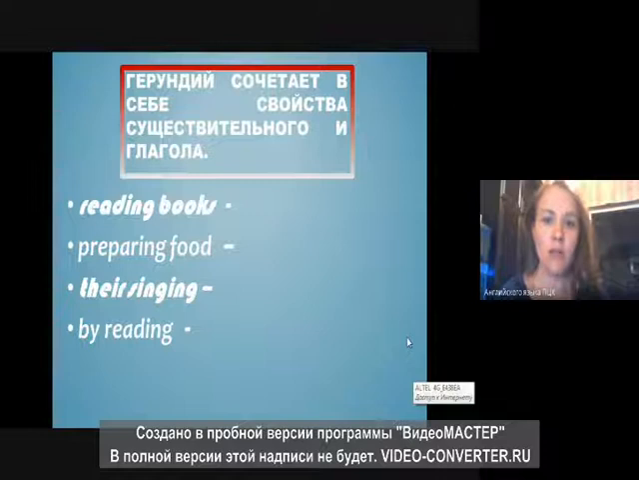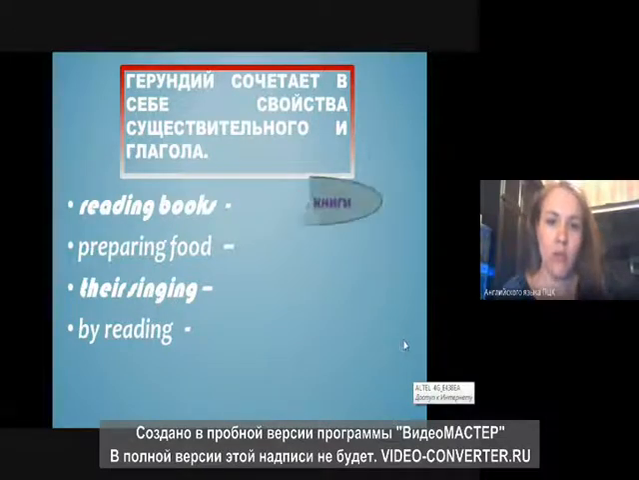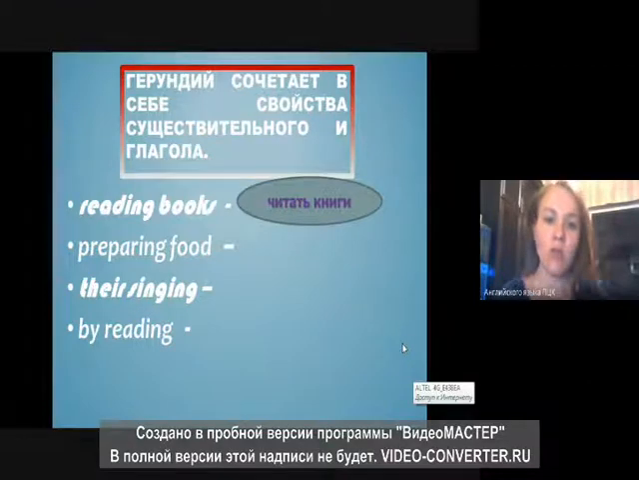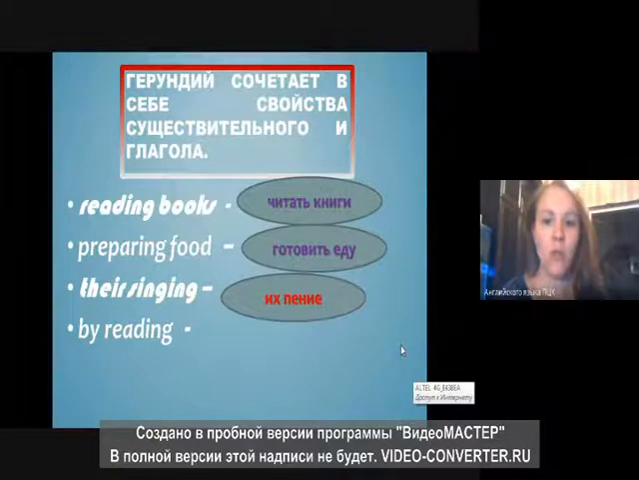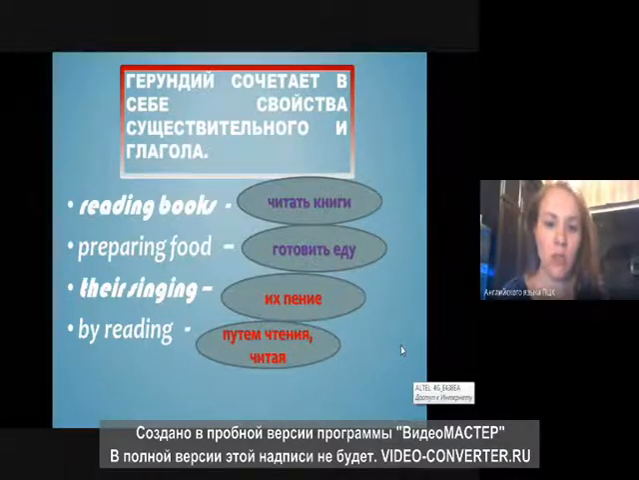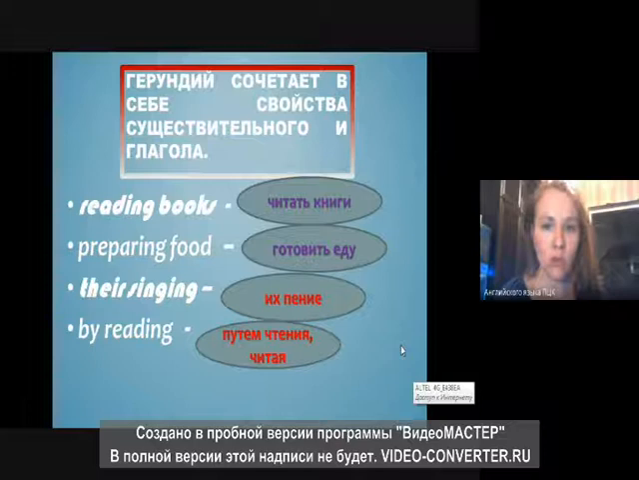Gerund has properties of both nouns and verbs. For example, reading books in Russian we translate like читать книги. It's the verb. Preparing food we translate like готовить еду. It's also the verb. They are singing, их пение. We translate it like the process. Noun. And by reading, путем чтения, читая, we translate it also like noun. Process.